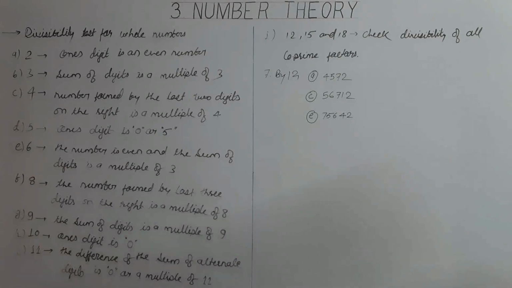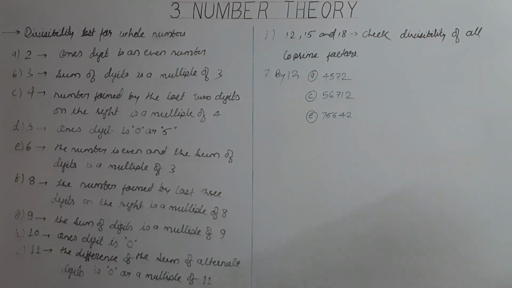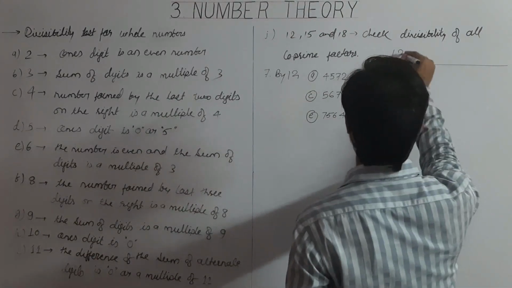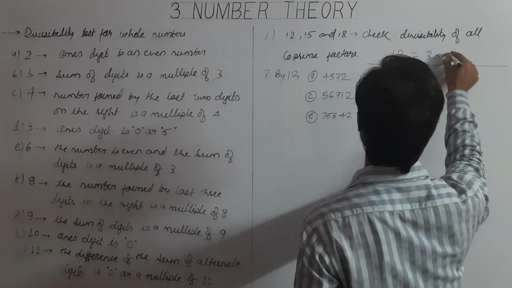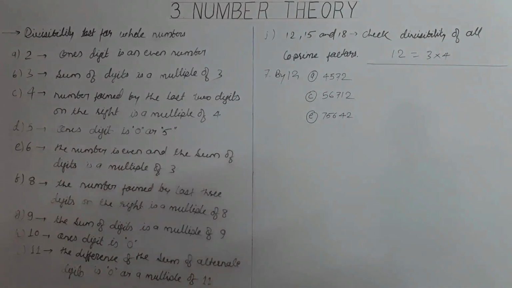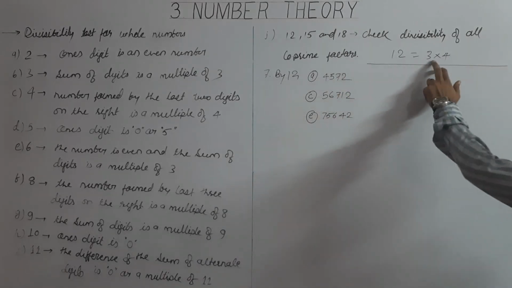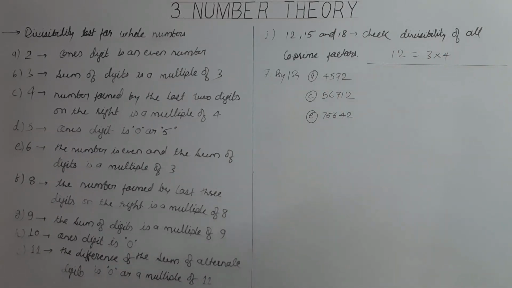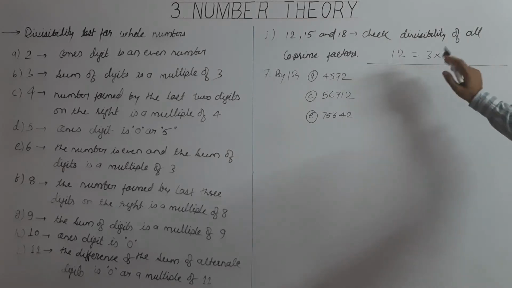Now for 12, 15 and 18, check divisibility of all co-prime factors. So first we have to write co-prime factors of 12. For 12, we can write 3 into 4. These are co-prime factors of 12. Now if this number is divisible by 3 and this number is also separately divisible by 4, then we can say that the number is also divisible by 12. So we have to check for both factors.